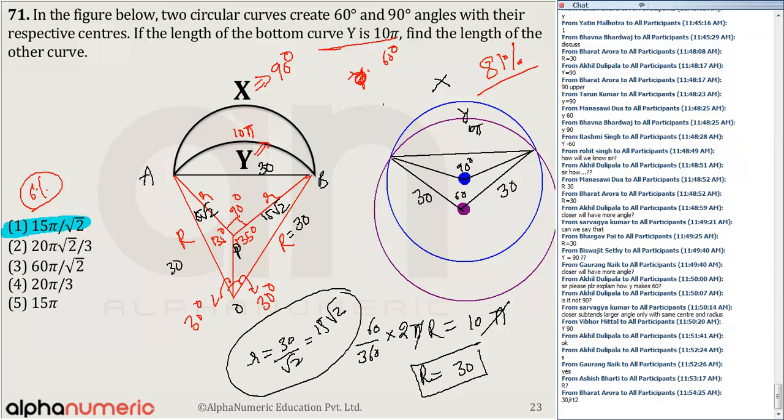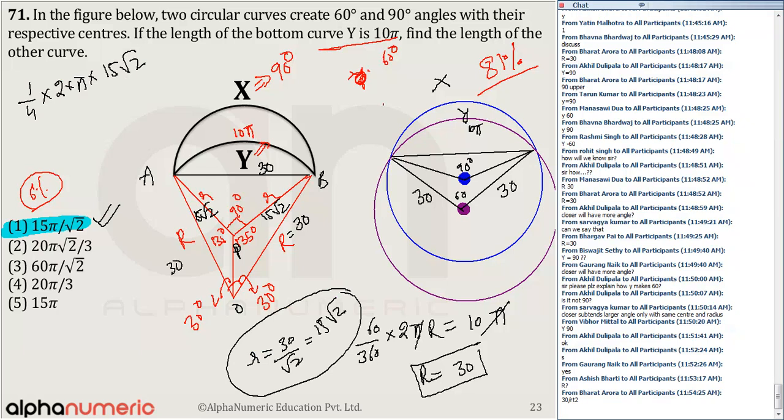So if this is 15 root 2, 15 root 2, so length of the other curve: 1 by 4, yahi hoga, 90 by 360 is 1 by 4, into 2 into pi into r. R is equal to 15 root 2. So 15 root 2, the answer will come out to be option number 1. So this was not an easy one, thoda difficult hai.